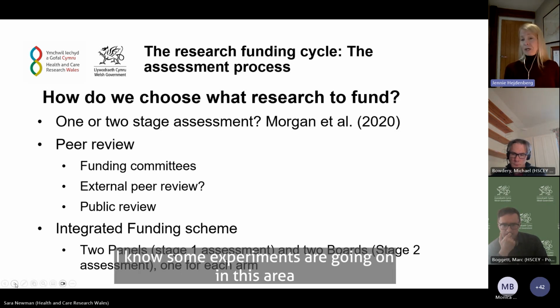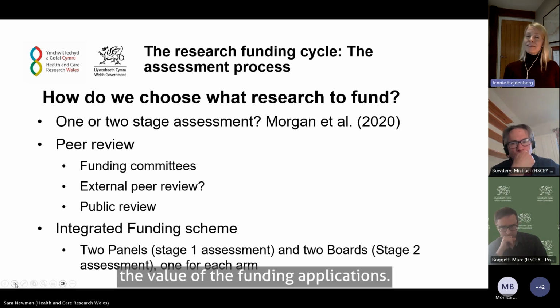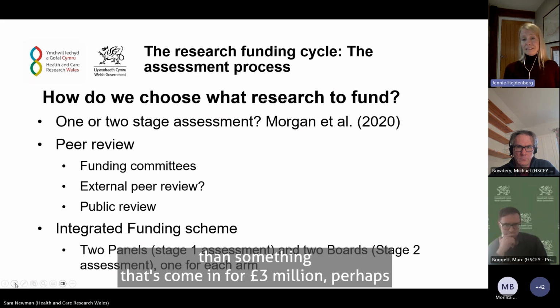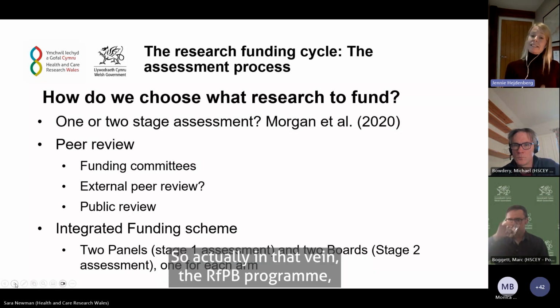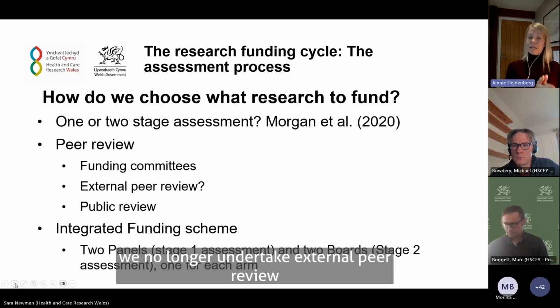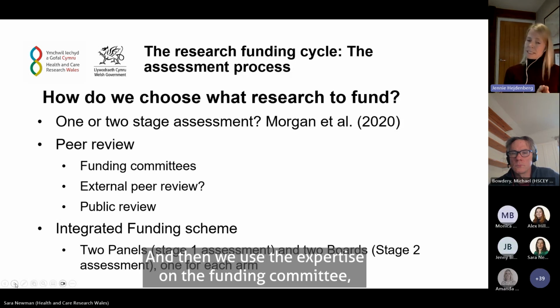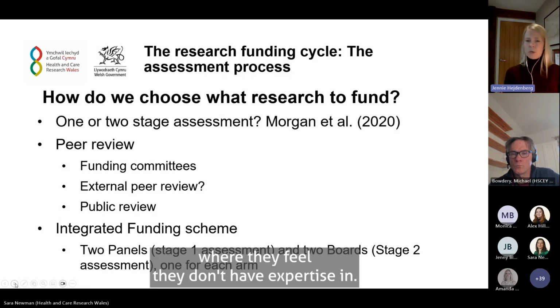I know some experiments are going on in this area as well. And also thinking about the value of the funding application. Lower value applications might require less rigorous a review than something that's come in for 3 million, perhaps a program grant award. So in that vein, in the RSPB program, we no longer undertake external peer review for research where the applicants are requesting less than 300,000, and we use the expertise on the funding committee, unless the funding committee has requested that, if it's an odd area where they feel they don't have expertise.